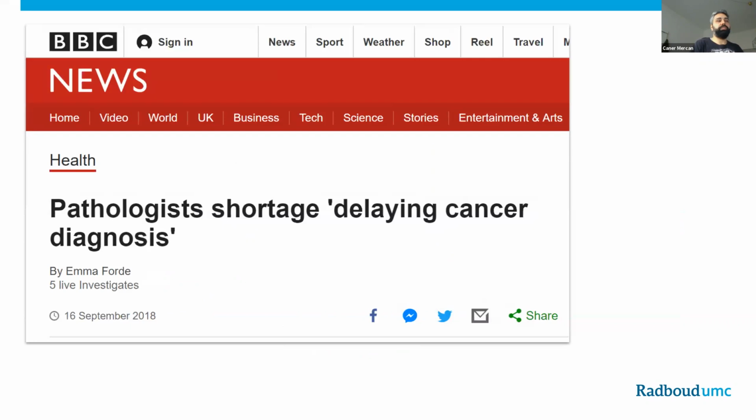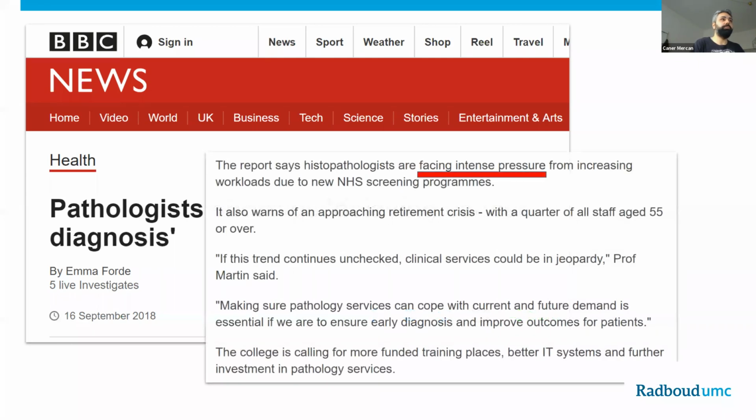There are too many patients for too few pathologists. This shortcoming made headlines not too long ago in the UK. It's arguably also very similar in many places in the world too. Pathologists are facing intense pressure from increasing workload. There's also an approaching retirement crisis, apparently, and the clinical services could be in jeopardy. So apparently there's some kind of need for automation.